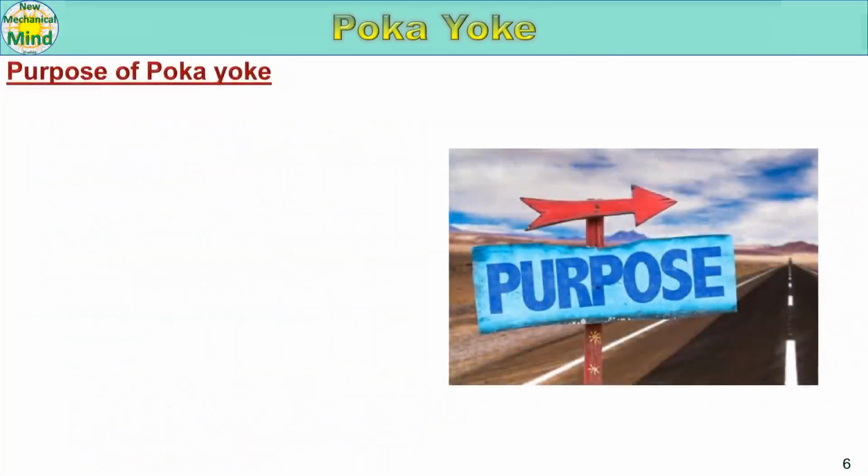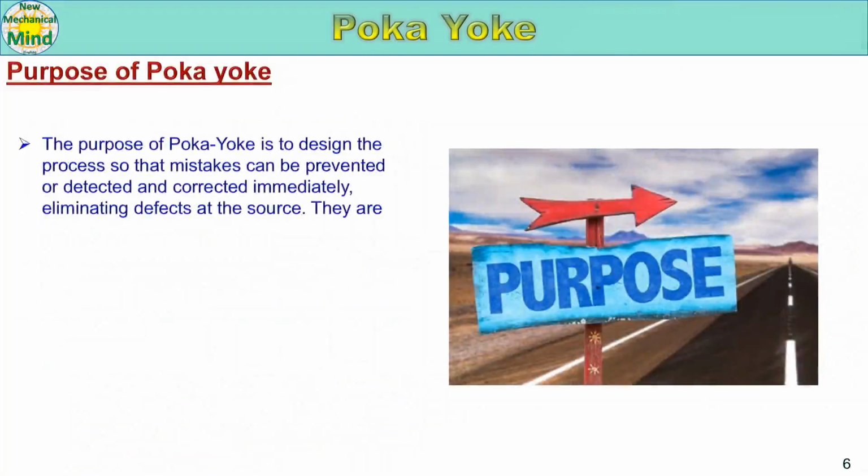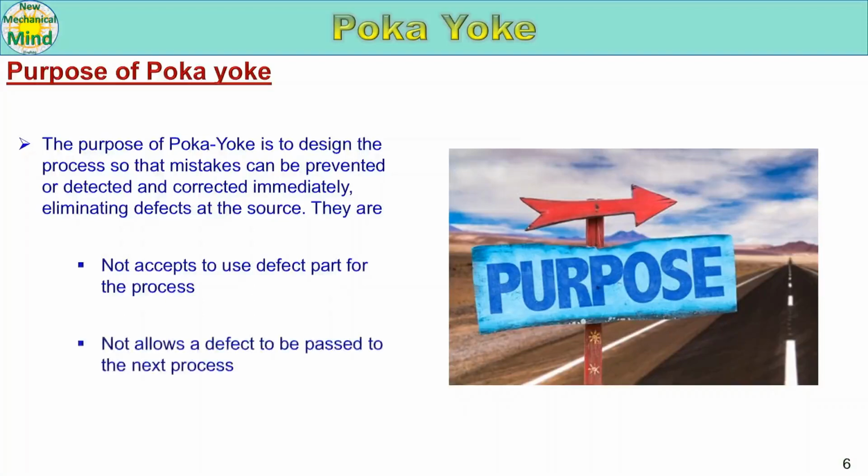Purpose of Pokayoke. The purpose of Pokayoke is to design the process so that mistakes can be prevented or detected and corrected immediately, eliminating defects at the source. They do not accept using a defective part in the process, and do not allow a defect to be passed to the next process. These are the main purposes of Pokayoke.